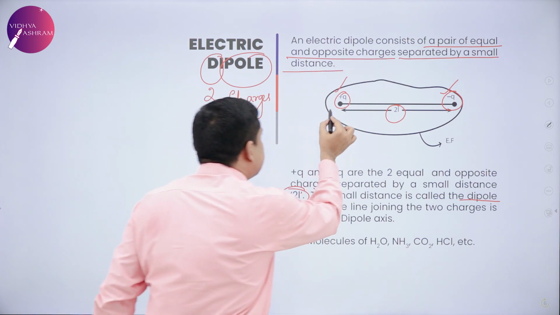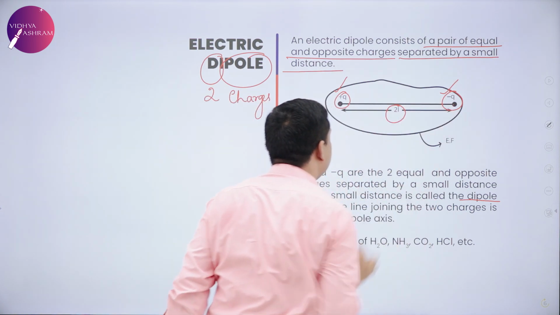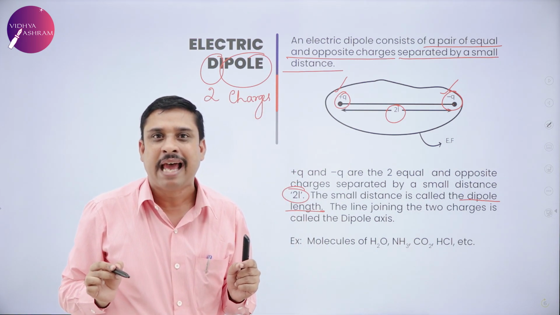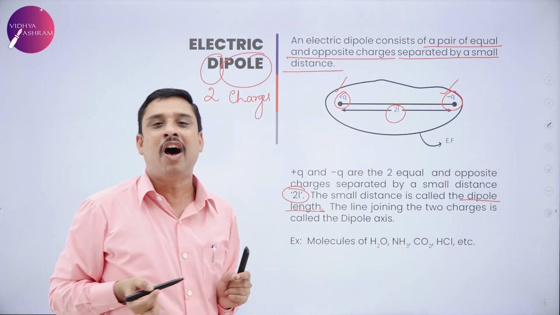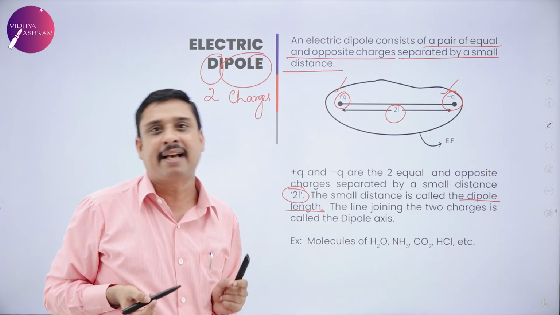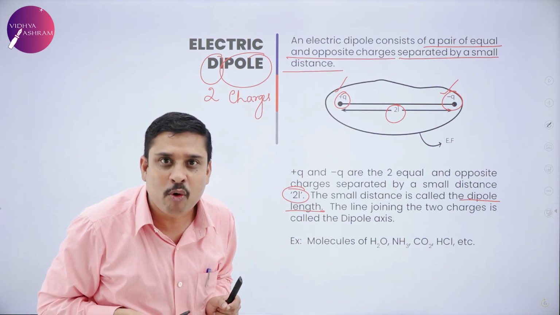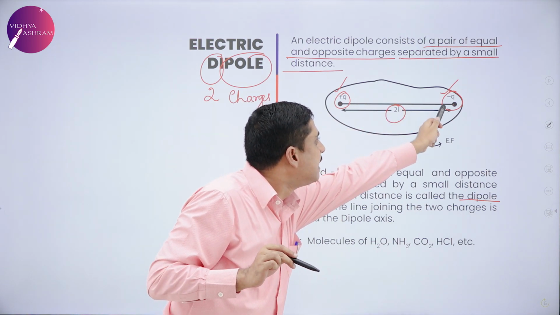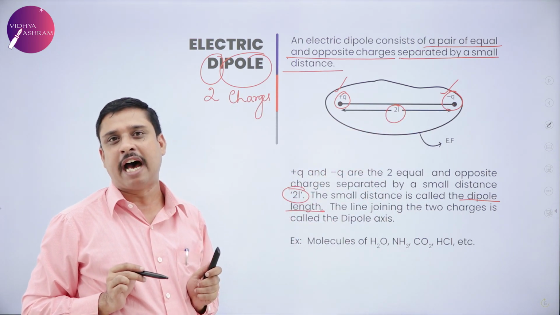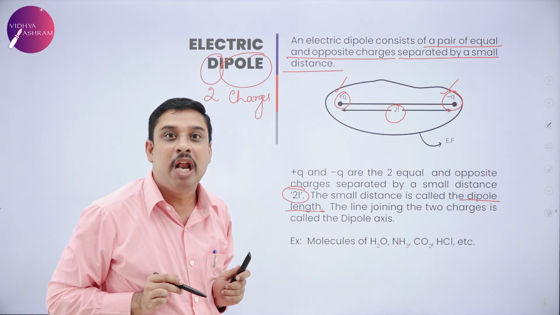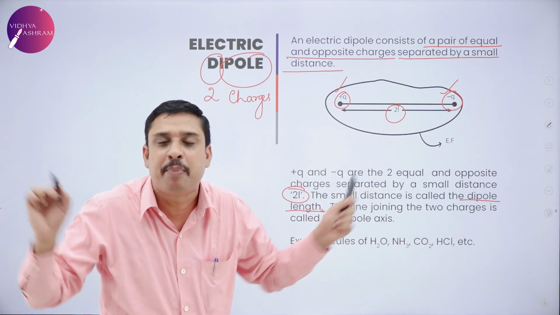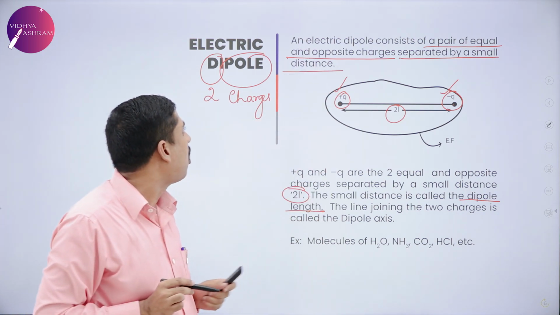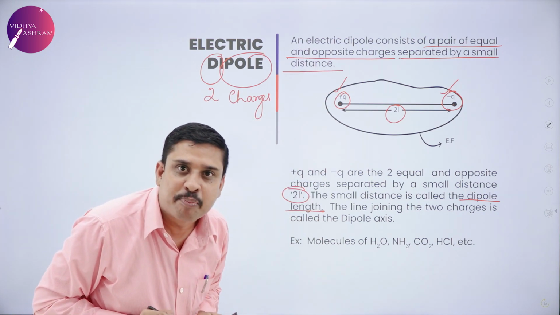And the straight line joining the center of the two charges, axis as we say, you call that as dipole axis. What is dipole axis? Straight line which joins the center of the two charges. What is dipole length? Distance of separation between the two charges, and this is what we call electric dipole.